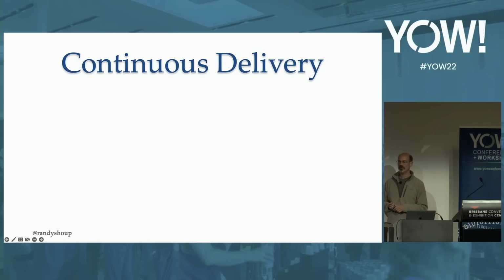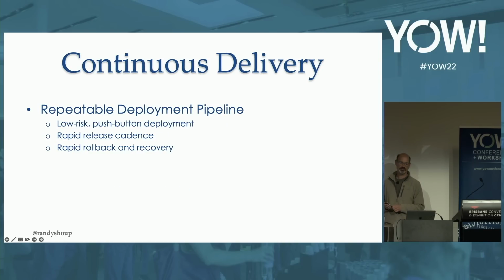So the other thing that I think it's really important to prioritize at this stage is making sure that we're able to iterate rapidly and update the software quickly. So again, we want to make investments in continuous delivery. So that would be making sure that we invest in a repeatable deployment pipeline where we have a low risk push-button deployment that tells us whether it's safe to move on. That allows us, even within this monolith, to have a rapid release cadence, and allows us to rapidly roll forward, rapidly roll back, and rapidly recover.